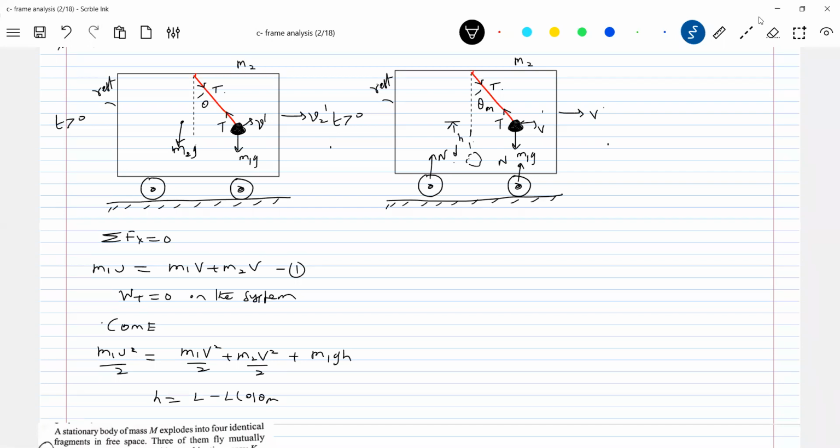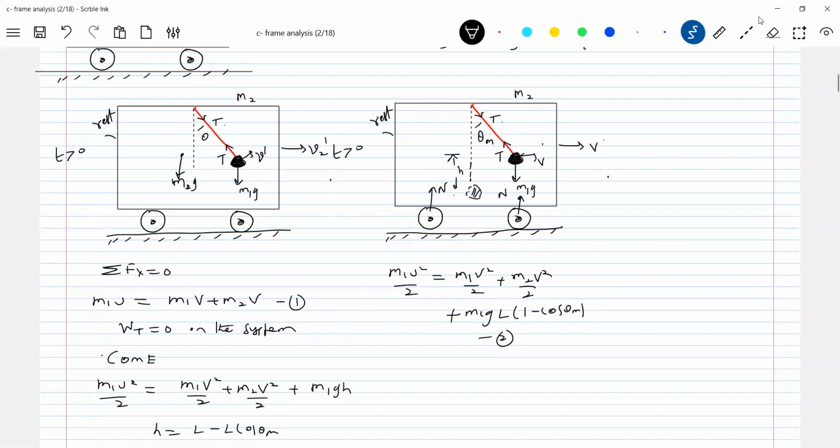So putting it together: m1u square by 2 equals m1v square by 2 plus m2v square by 2 plus m1gL(1 minus cos theta m). This is equation 2. Solve for v from equation 1, substitute here, then we'll get the expression for theta. I'll give all the details later on if you want to work it out. Okay, this is about the maximum angular displacement.